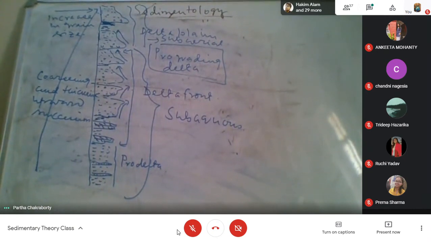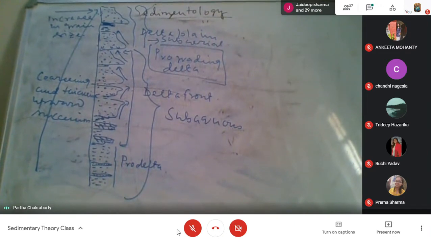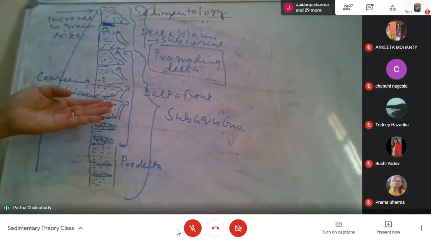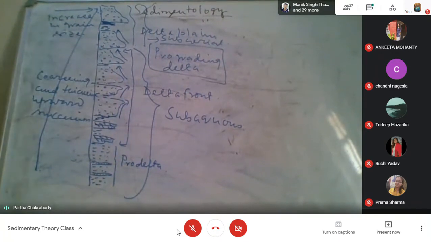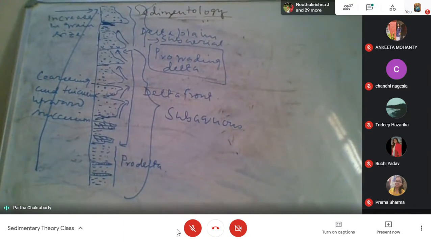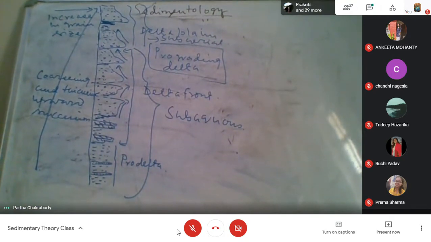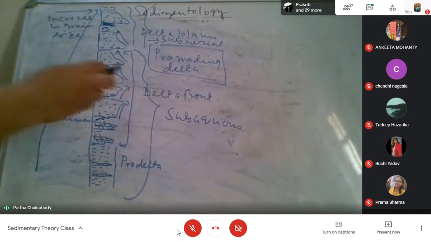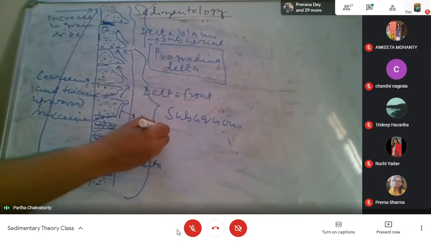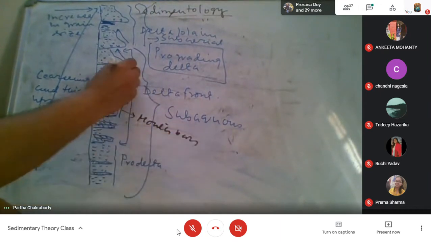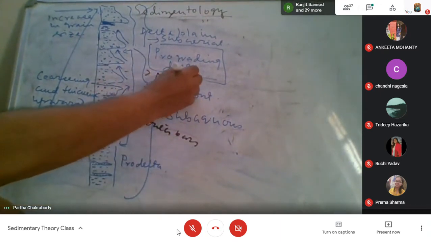Now, what are the short scale coarsening and fining up? The mouth bars form the short scale coarsening and the channels form the short scale fining. So the entire succession of a delta forms an overall coarsening and fining, but internally it also contains smaller scale coarsening and fining upward cycles that are defined by mouth bars and the channels. Fine. These are the mouth bars. These are mouth bars. These are distributary channels.